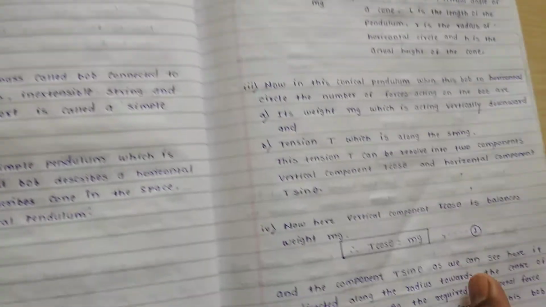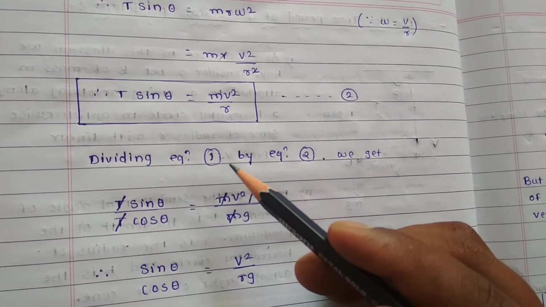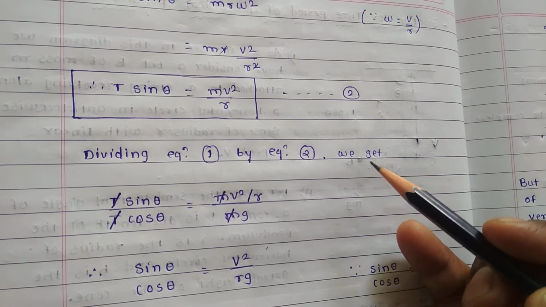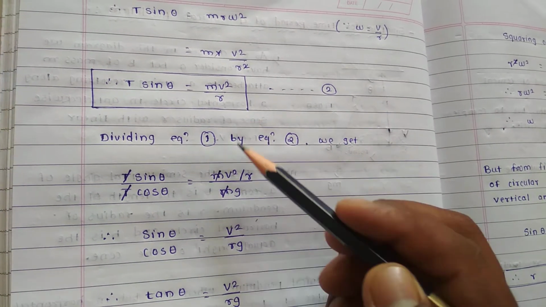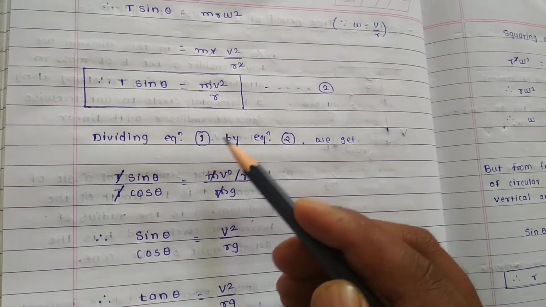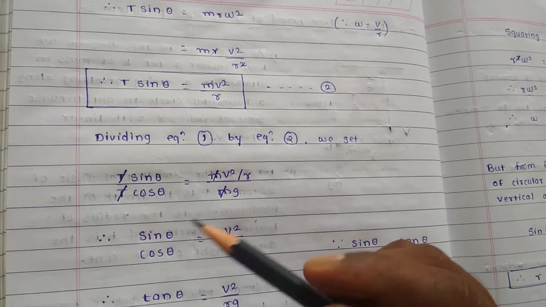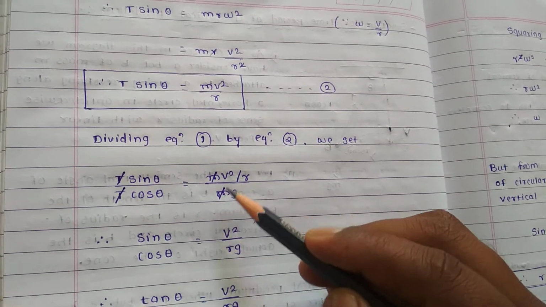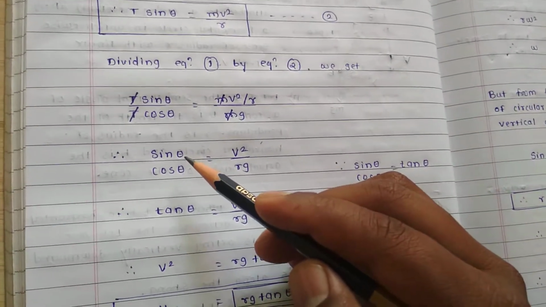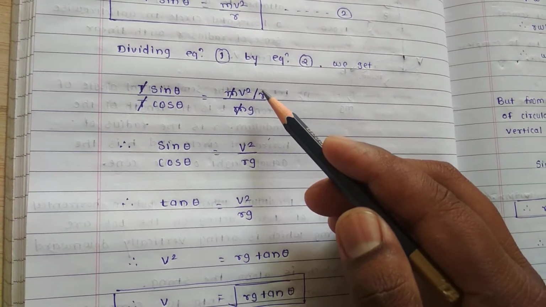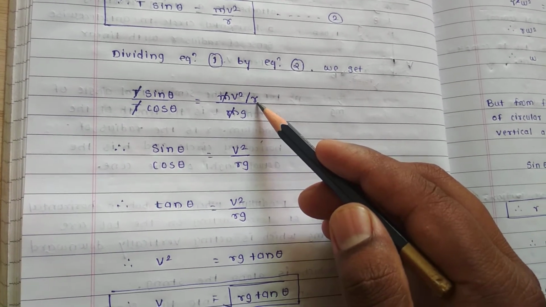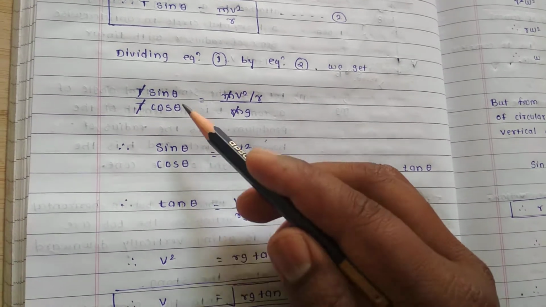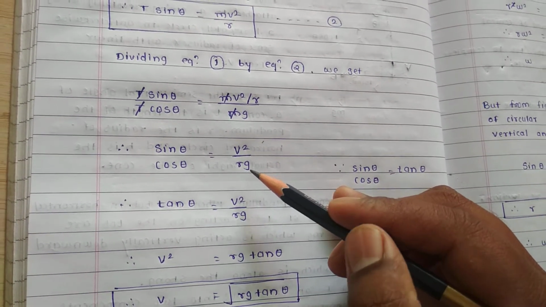The first equation is T cos theta is equal to mg. Dividing equation 2 by equation 1, equation 2 is T sin theta equal to m v square divided by r, and equation 1 is T cos theta equal to mg. T gets cancelled, therefore sin theta upon cos theta is equal to v square, and with r in the denominator, r into g, sin theta upon cos theta is equal to v square upon r g.